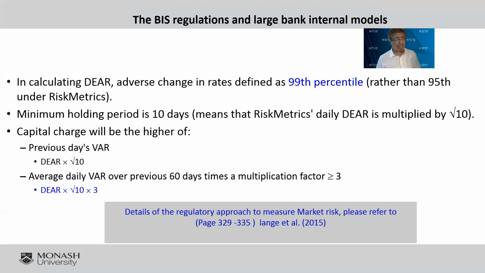And then they will calculate what we call the VaR for 10 days and the VaR for 60 days. The VaR for 10 days is the daily VaR times the square root of 10 days. And this is their approach when they want to calculate for 60 days. So they multiply by 3, and this is where they get it. If you want to read more, you can read from pages 329 to 355 in Long et al.